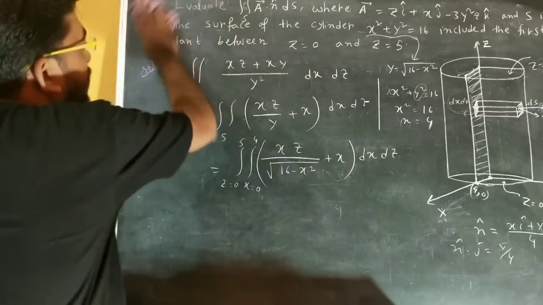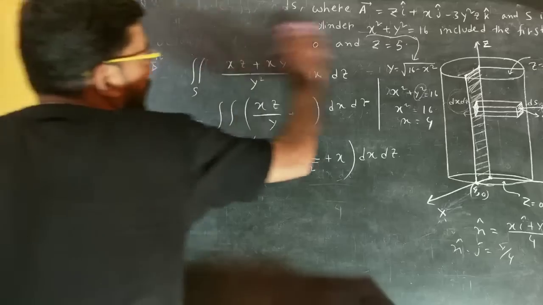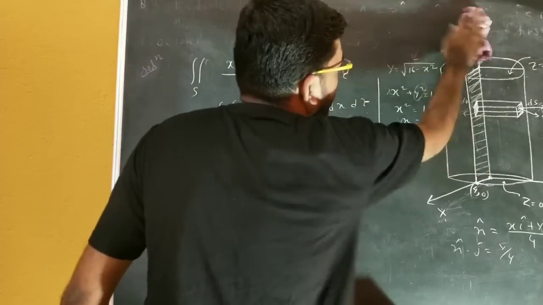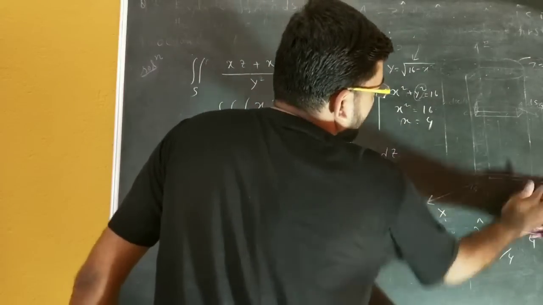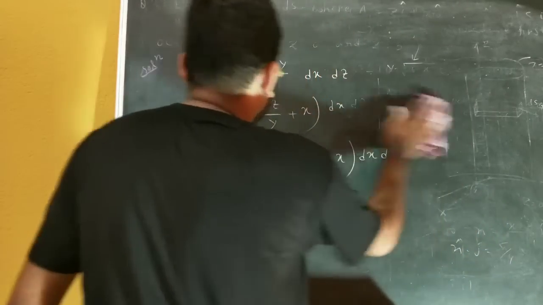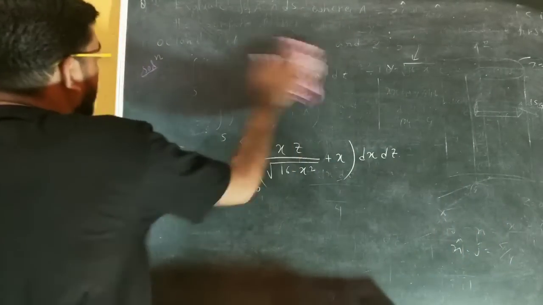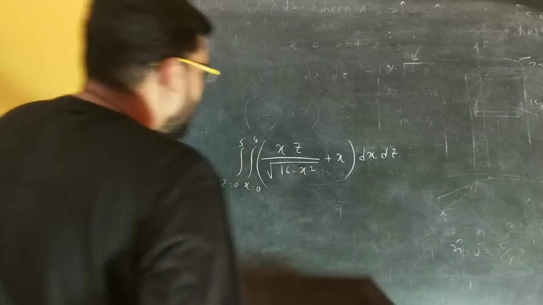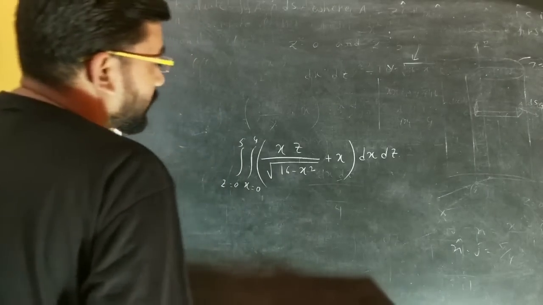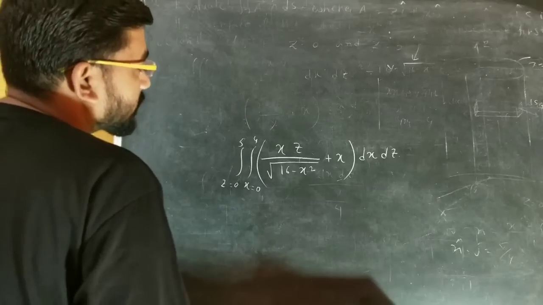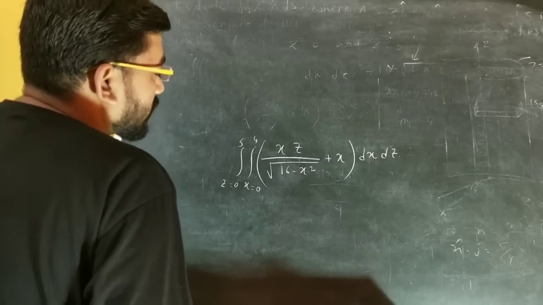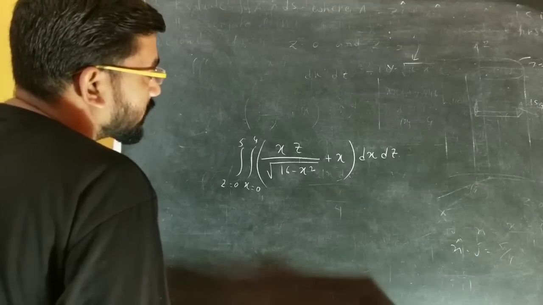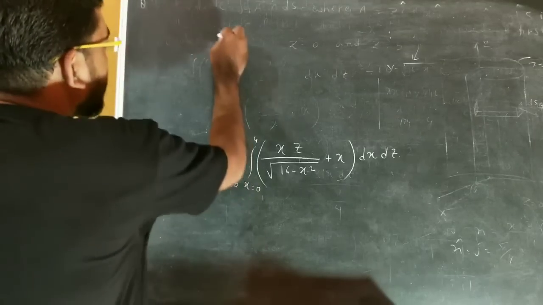So now let me solve this integration. This is now just a double integration. Let me first solve for x. We can solve first for x, obviously, or you can solve for z first. Let me do z first, it will be better.